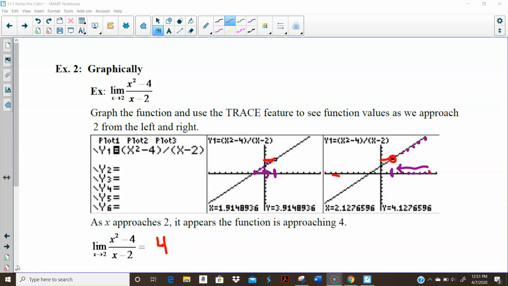One thing that's important to note is the limit only exists if from the left side, or the lower bound side, and from the right side, or the upper bound side, we are approaching the same value. So you see that we're approaching 4 from the right and we're approaching 4 from the left. And so therefore the limit exists and the limit is 4.